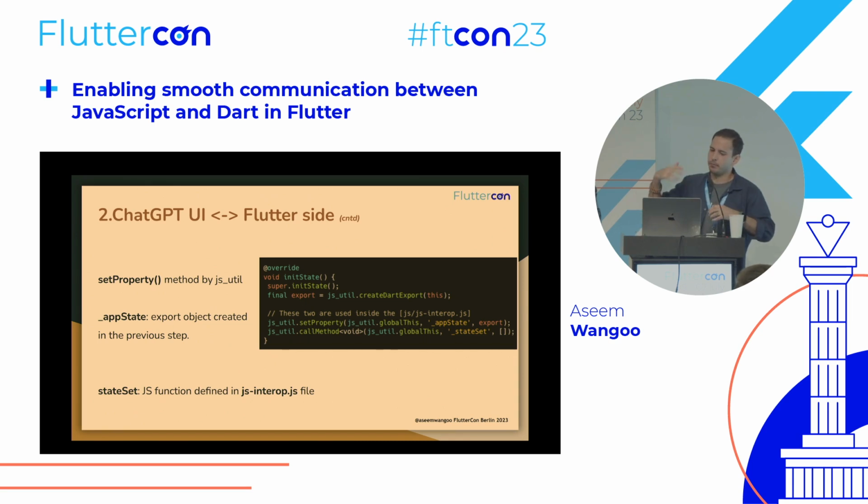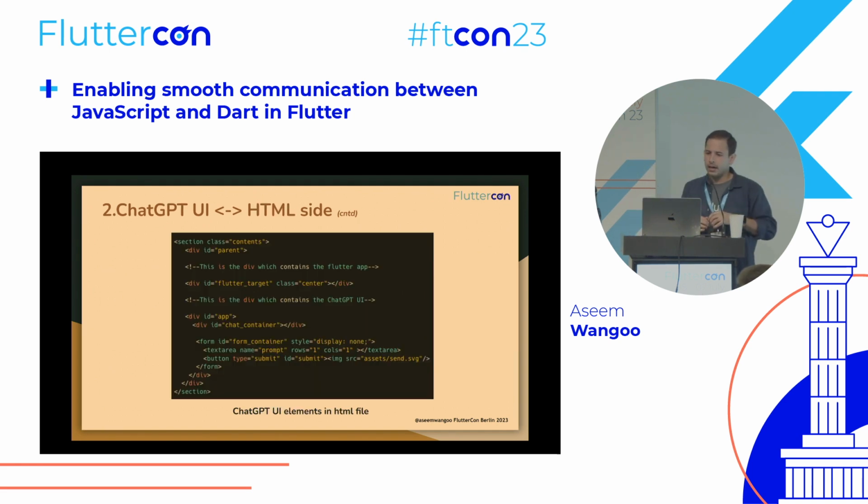Then we need to set some properties wherein we want to pass the app state object from the Dart side to the JavaScript side so that it can handle it. We do it using setProperty, and we also call the method stateSet. The stateSet would be defined in the JS interop file, because we need to pass some data, if we want, from JS to Dart as well.